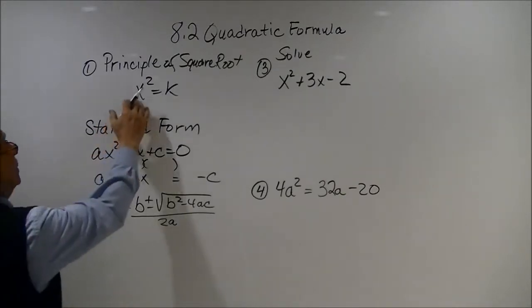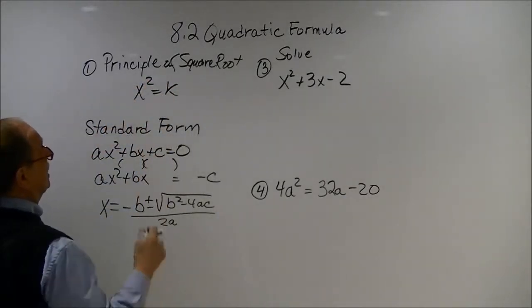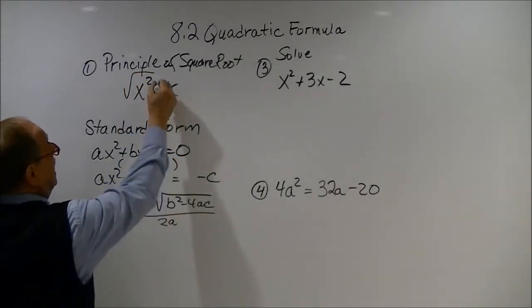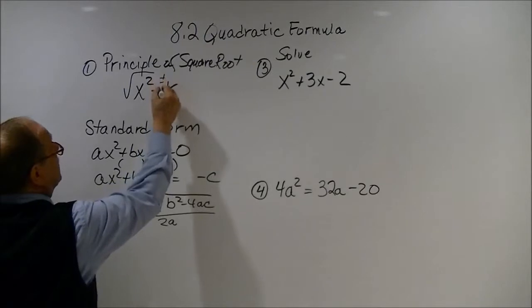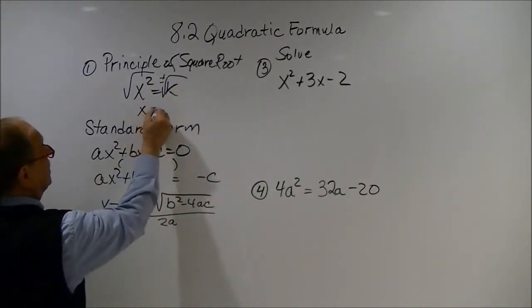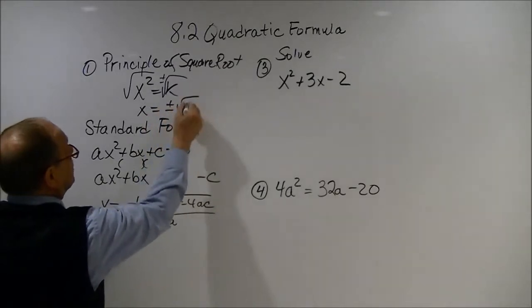If you have x squared equals something, then what you do is you take the square root of this and then plus or minus the square root of that. So x then would equal plus or minus the square root of k.